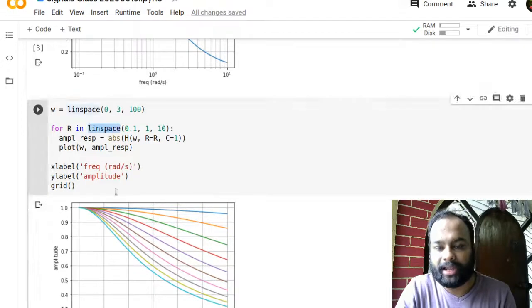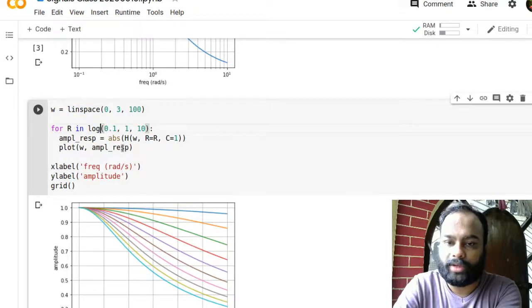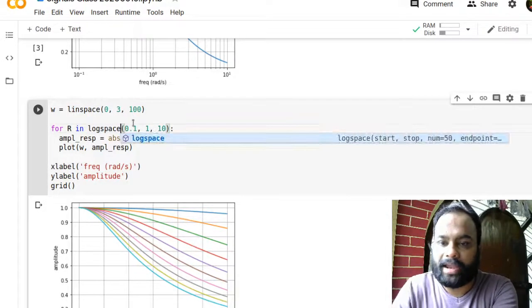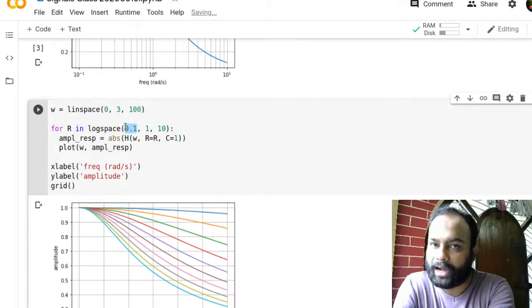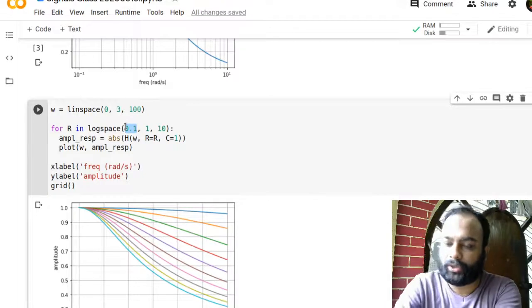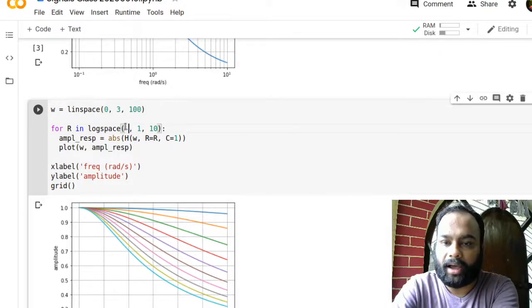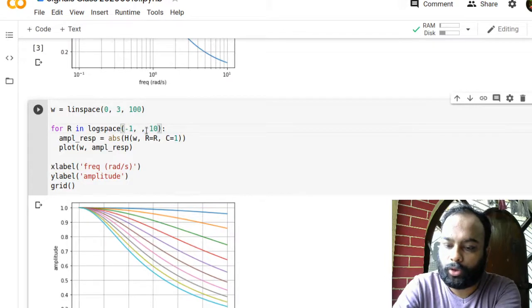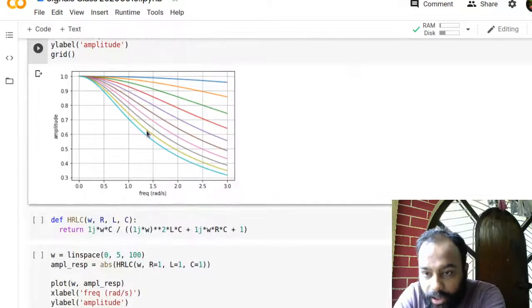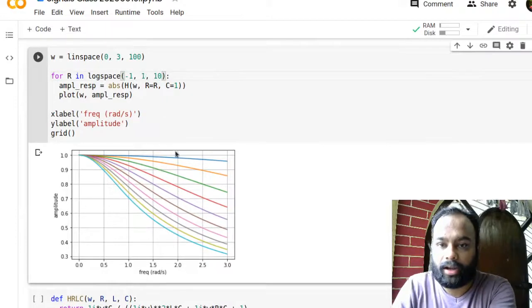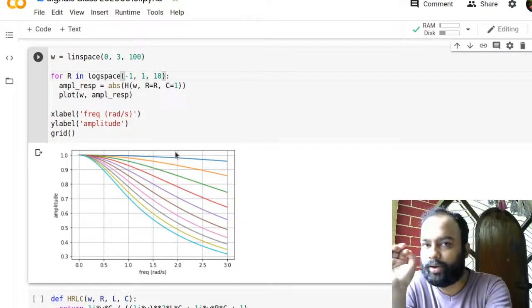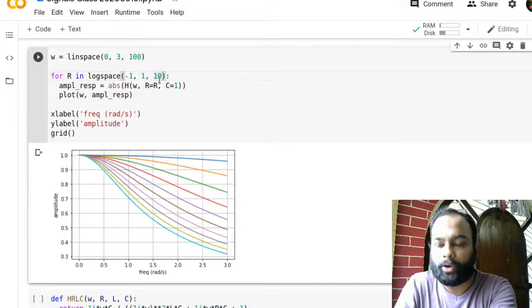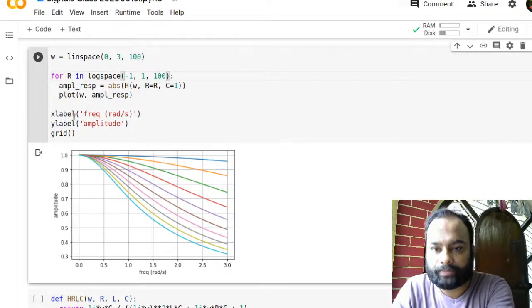So similarly for this particular plot, again we shall do log space, and if you have any query, feel free to ask. Again, we are plotting from 0.1 radian per second to 10 radian per second. So here I'm going to make this minus 1 to 1. So this is going to be from 0.1 to 10 radian per second, right? And I'm going to take 100 points there.